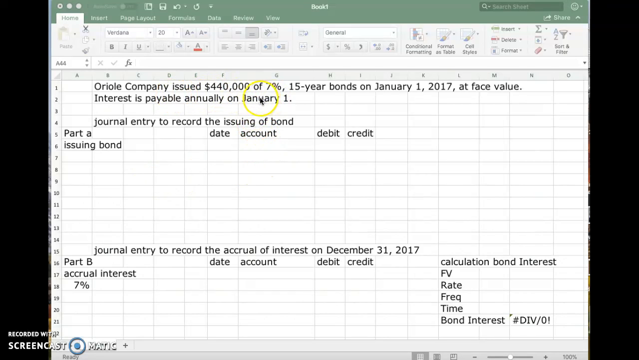This is the exercise. It's a 15-year bond. The face value is $440,000 at 7%, and the interest is going to be payable every January 1st. As we see the dates here and the term, we're going to have 32 payments. 15 plus 17, that's the year 2032, until it matures. Okay, part 1. And trust my numbers because I already did the homework and they are correct.